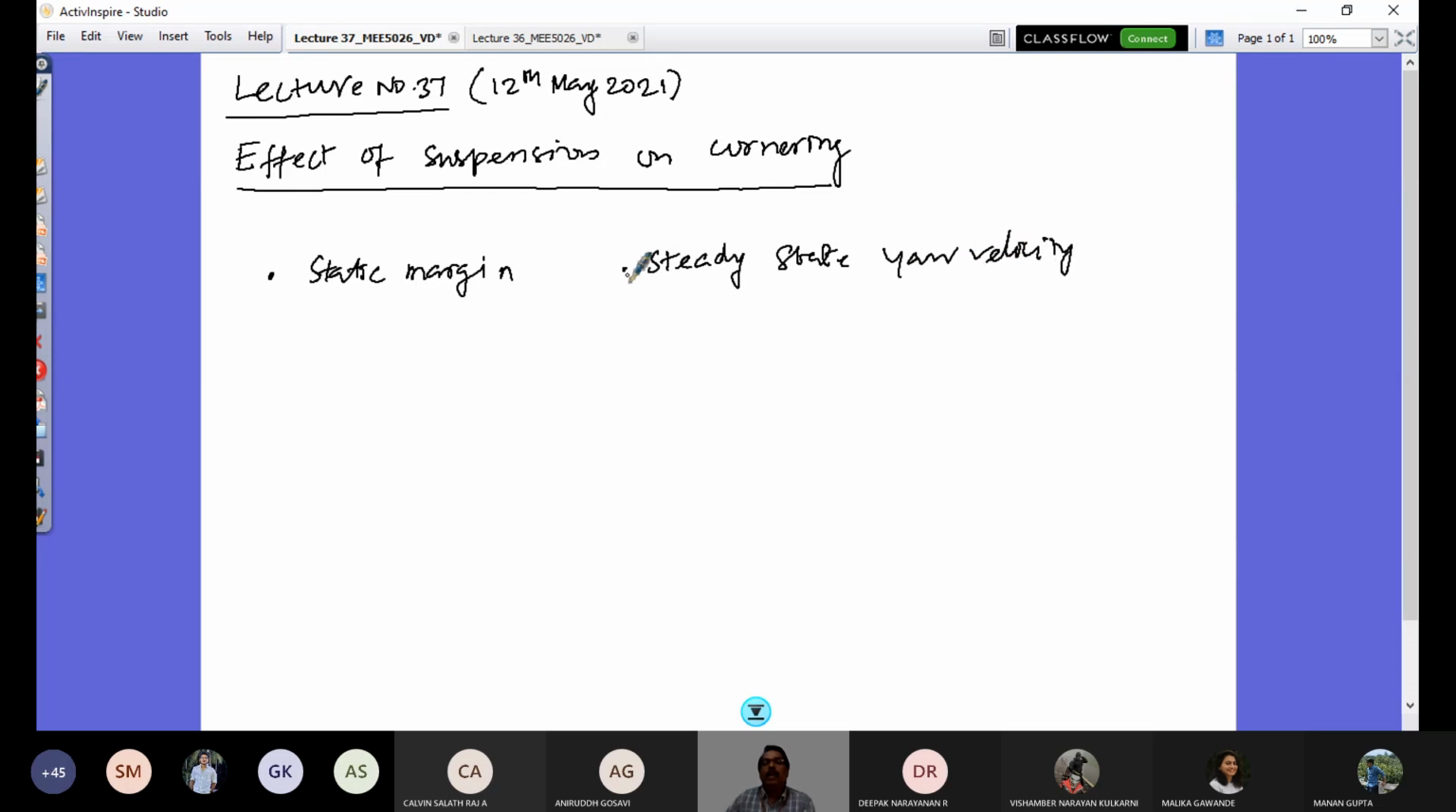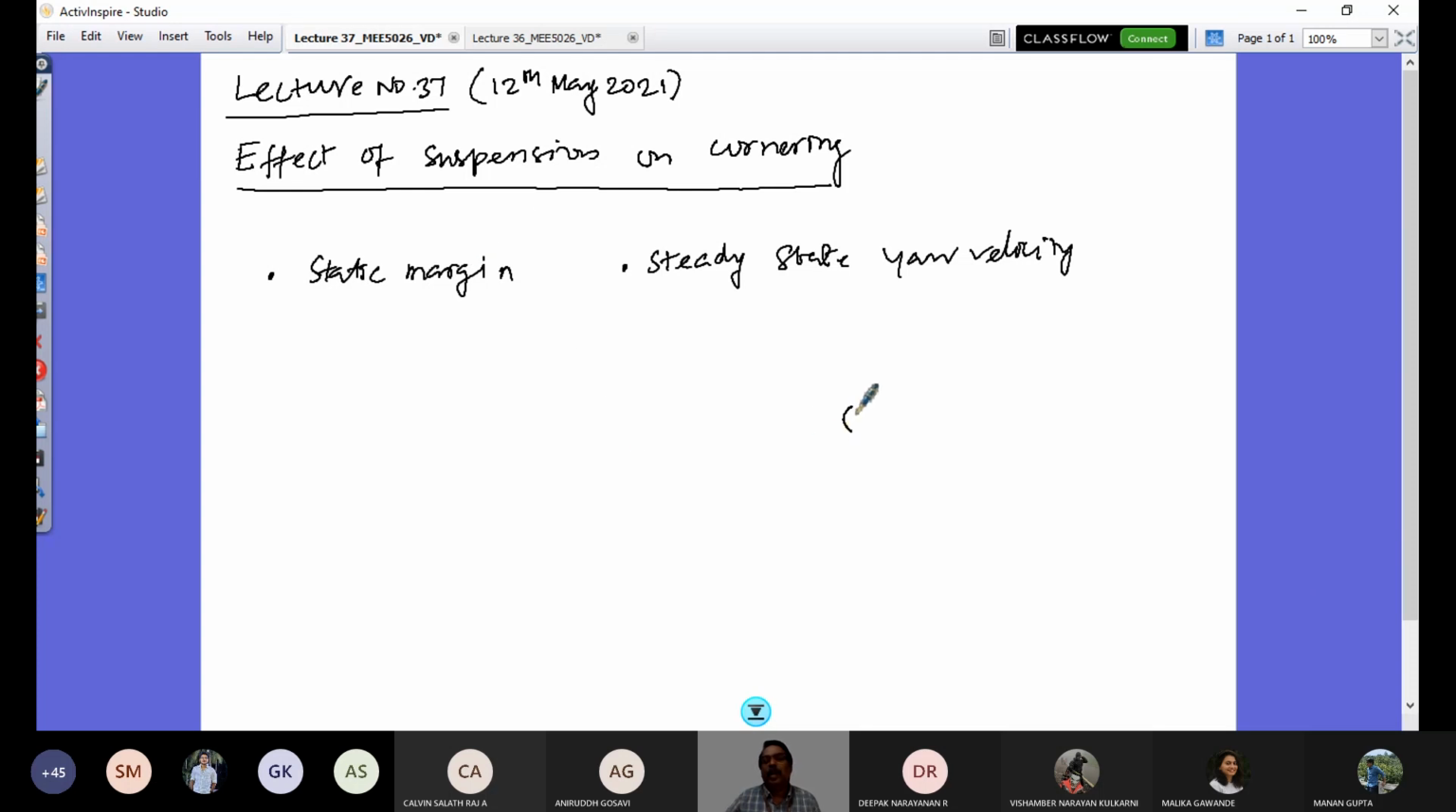So what do you mean by steady state yaw velocity? Yaw is the motion of your vehicle with respect to the vertical axis. So the orientation change of your vehicle with respect to the vertical axis is what defines yaw motion, and the rate at which that angular orientation changes is what defines yaw velocity. Steady state yaw velocity means the yaw velocity is constant, that is, yaw acceleration is zero. So when the vehicle is undergoing a steady state motion, you see there is a side force that acts on the vehicle.